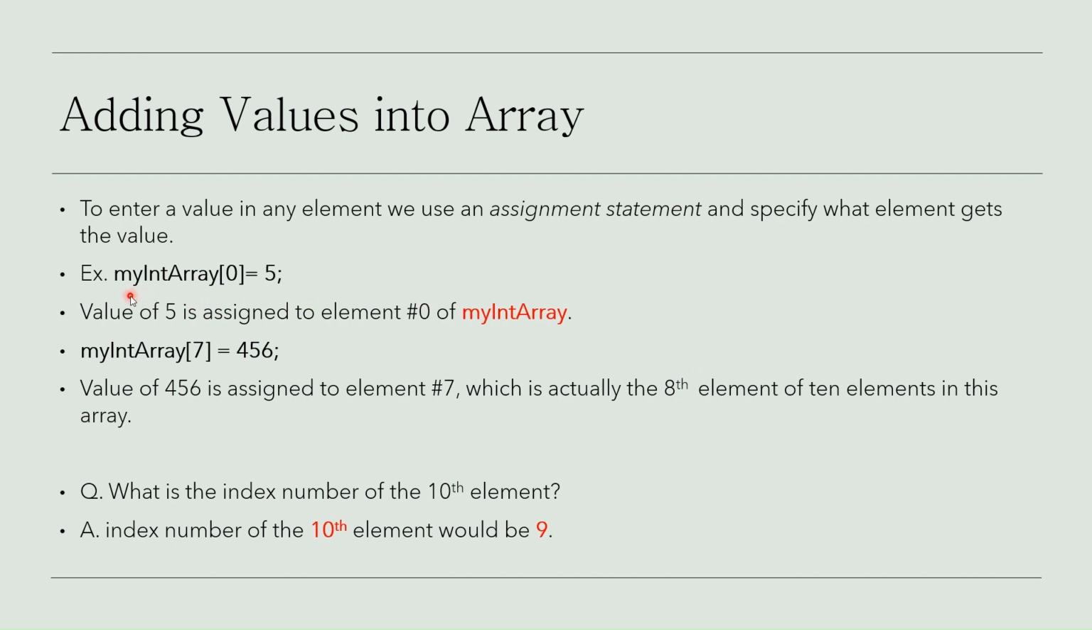For example, if I want to add to my int array, index 0, assign the value of 5. So 5 is assigned to element 0. If you want to add to index number 7, which is assigned 456, this is actually the 8th element, because we start from 0, right? Then 0, 1, 2 until the index is 7. That is the 8th element if you start from 1. But as we mentioned, the array starts from 0. What is the index of the number 10 then? It will be 9. Okay?